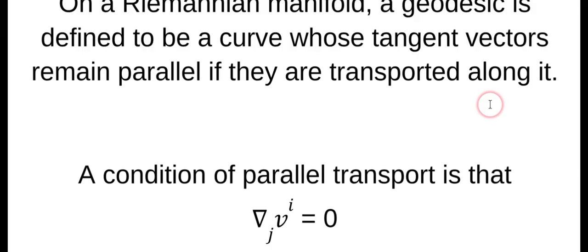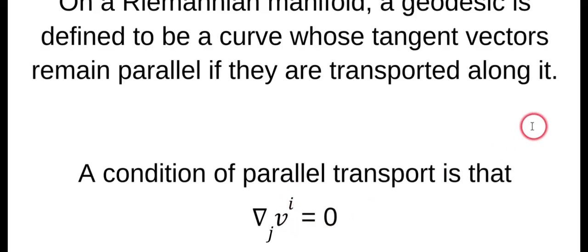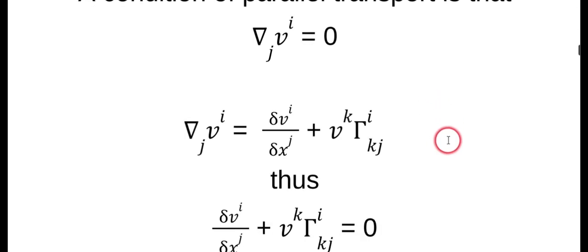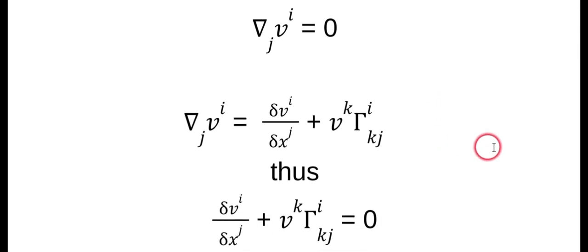Well, the necessary condition is that the covariant derivative of that vector's components be equal to zero. Okay, and a quick review. The covariant derivative of a contravariant vector component is equal to the partial derivative plus this extra piece, which accounts for the fact that the basis vectors may be varying on the manifold, and in the case of a sphere, they're varying all over the place. So the condition of the covariant derivative being equal to zero puts this equation equal to zero.